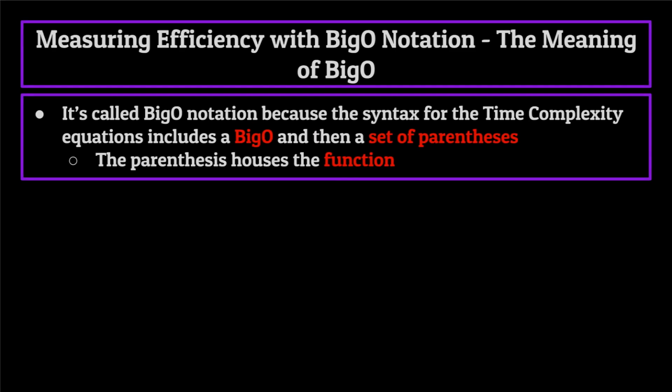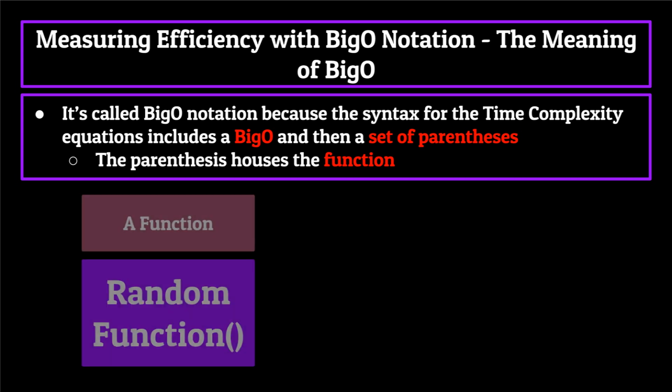Moving on. The reason that it's called Big O notation is because the syntax for these particular equations includes a big O and then a set of parentheses. Inside these parentheses will include some function which will correctly return the number of operations needed to be run by the computer. So for example, let's say we have a fake function. It can really be anything. The purpose in this case is irrelevant.